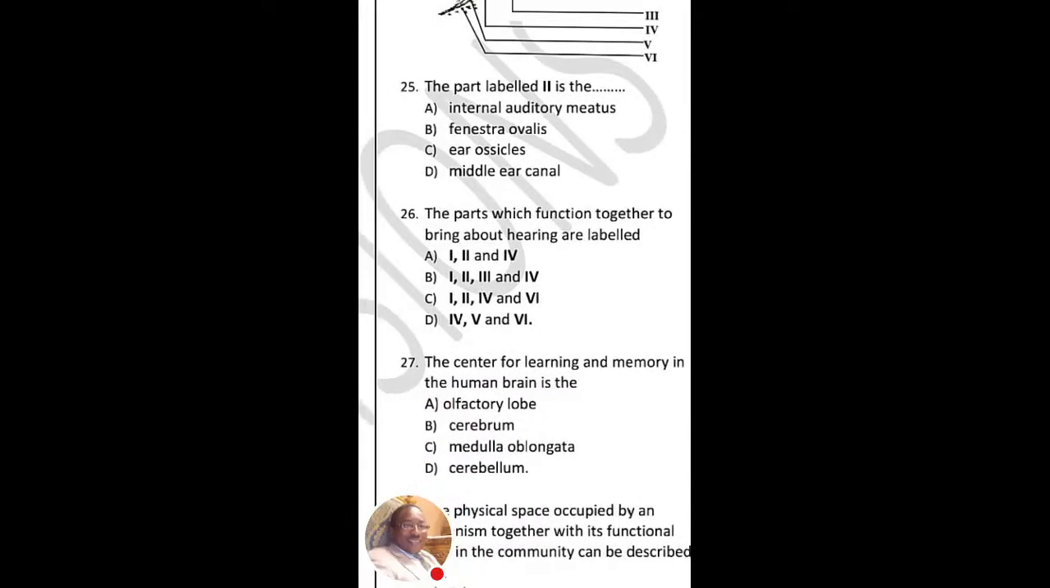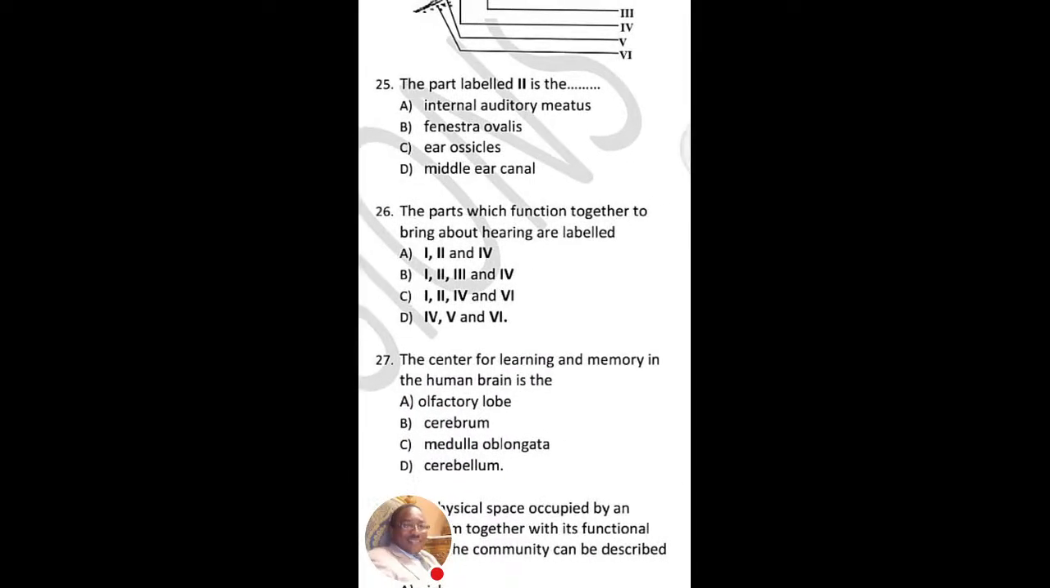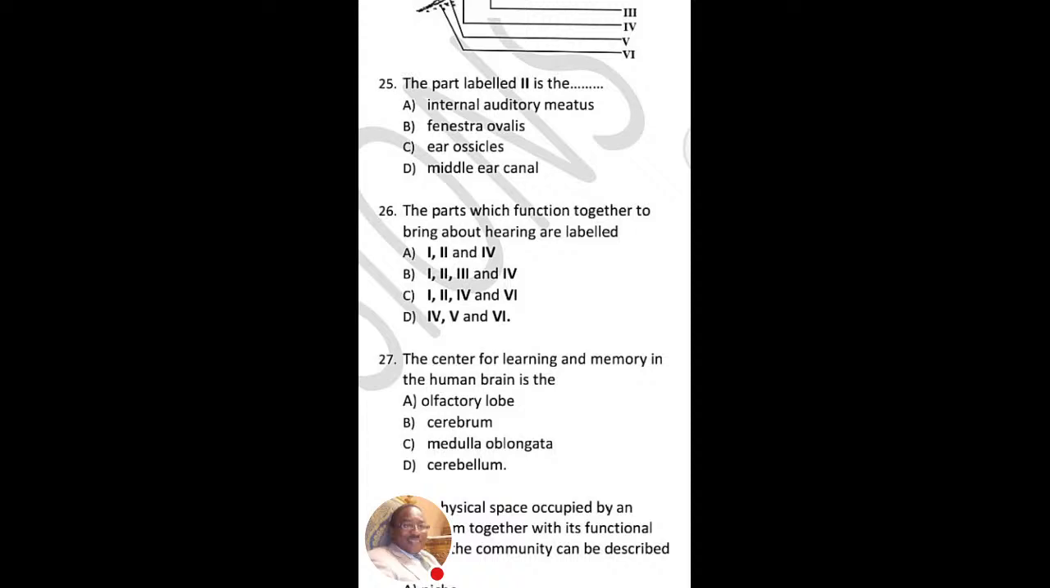Number 27. The center for learning and memory in the human brain is A. Olfactory lobe, B. Cerebrum, C. Medulla oblongata, D. Cerebellum. Be informed that the part that is used for learning and memory is the cerebrum. Option B is the correct answer, cerebrum.